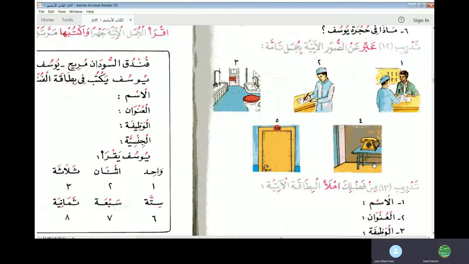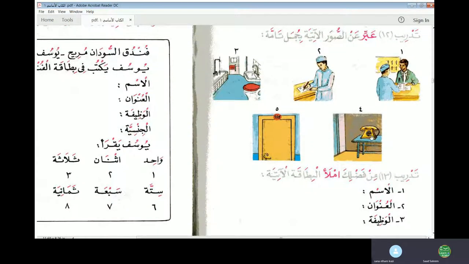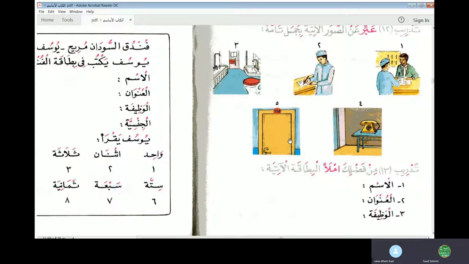Telephone. Ar-rakamu hujrati Yusuf. Rakamu hujrati Yusuf. It is miyati khamsa. Miya wa khamsa. What is it? Miya wa khamsa. 105.